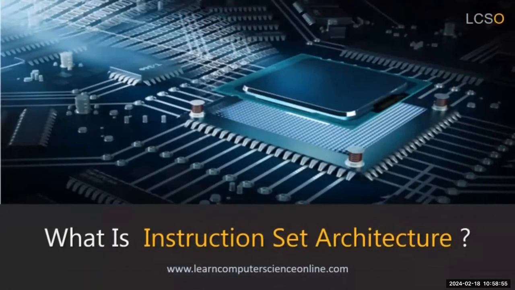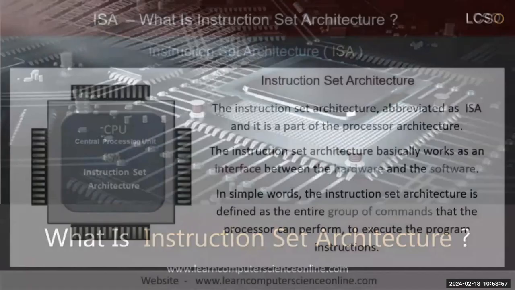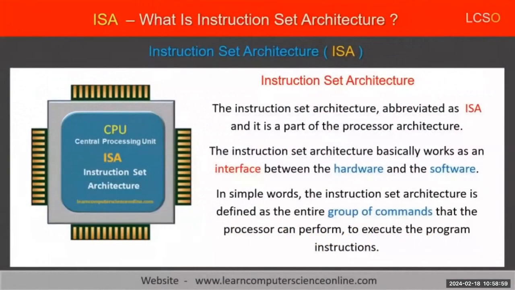Let us summarize. What is instruction set architecture? The instruction set architecture, abbreviated as ISA, is a part of the processor architecture. In simple words, the instruction set architecture is defined as the entire group of commands that the processor can perform to execute the program instructions.